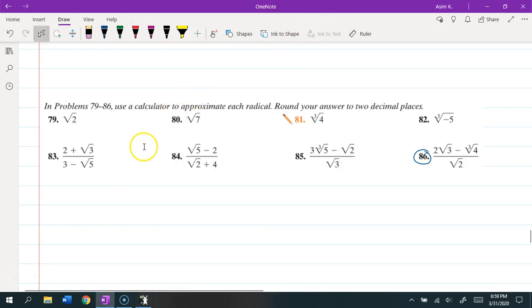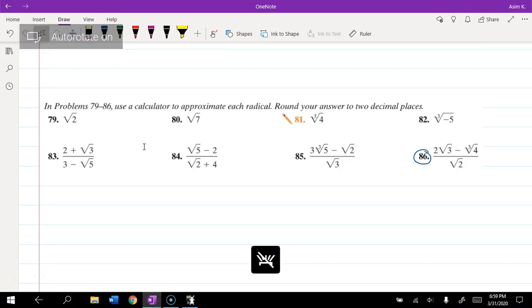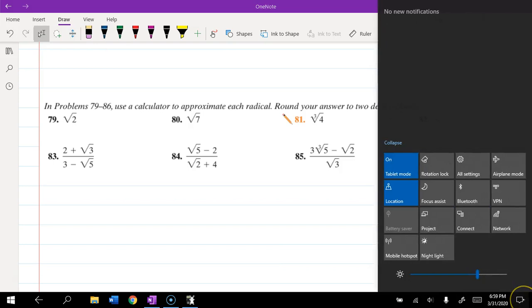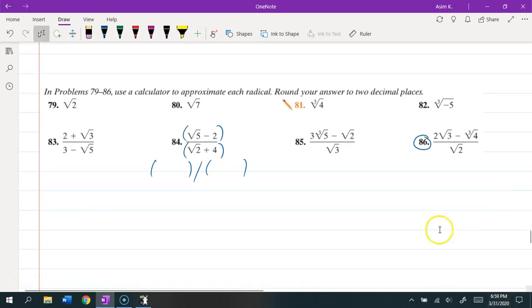Okay? Now, a really quick note, I don't want to do number 84 because of how long this lesson has gone on for. For number 84, just remember when you put it in a calculator, put separate parentheses for the top and for the bottom. Okay, so parenthesis, all the stuff in the top, parenthesis, all the stuff in the bottom. Otherwise, your calculator will misunderstand and you'll get the wrong answer. And students do that all the time.